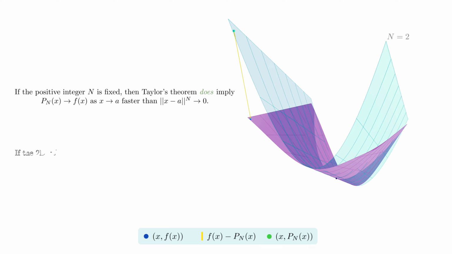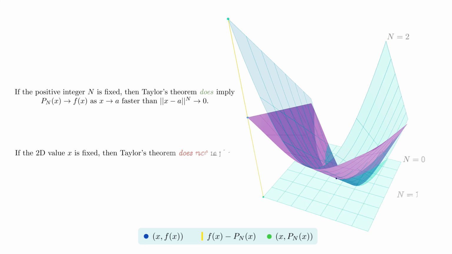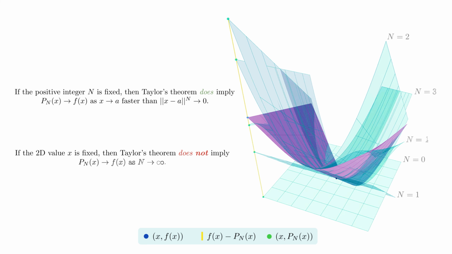If the 2D value of x is fixed, then Taylor's theorem does not imply that Pn of x approaches f of x as n goes to infinity. The pictures really seem to suggest that that is what's happening, but that's not exactly what Taylor's theorem says.